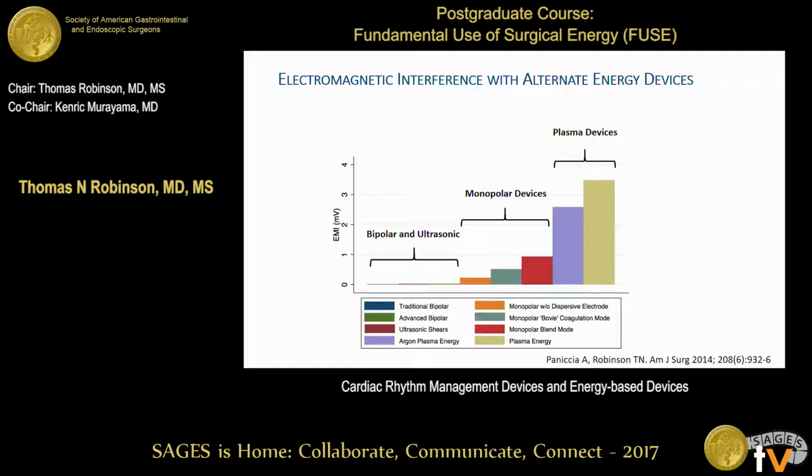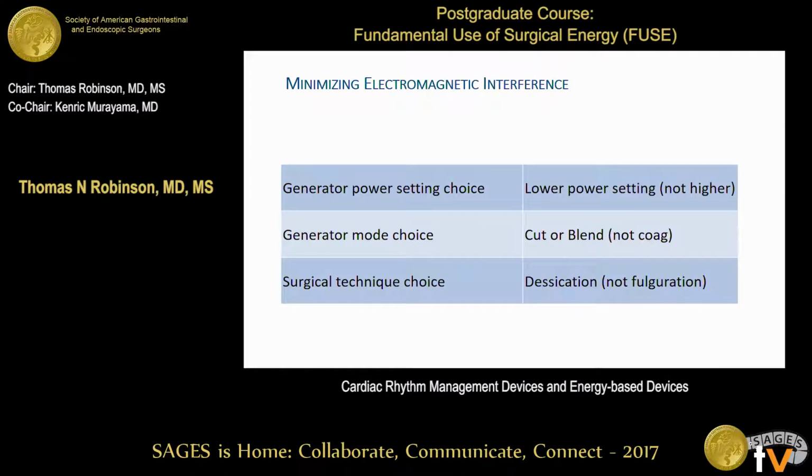Those were the worst for electromagnetic interference. But if you could use a traditional bipolar, advanced bipolar, or an ultrasonic device, that would have less electromagnetic interference. And I do think it should be recommended, although clinically I don't see that a whole lot. I'd be curious to see if other people try that. So generator power setting choice, I think it's intuitive. The lower you set your power, the less electromagnetic interference you have.